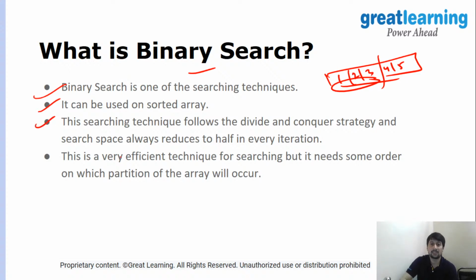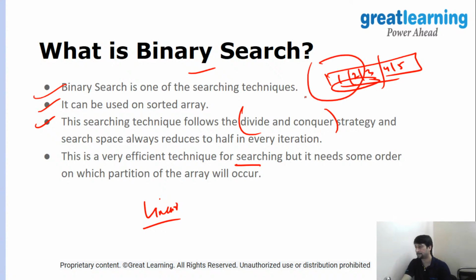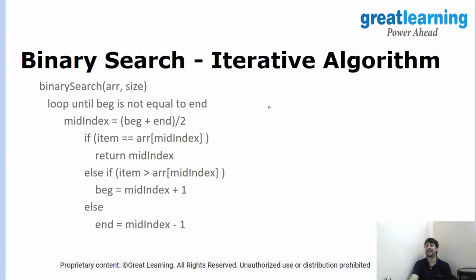Now this is a searching technique which follows the divide and conquer strategy. Why? Because we keep on dividing our array into further subproblems, and at the end we conquer that. We try to find out is this the element, and then we merge them. This is a very efficient technique for searching because in linear search we were checking all the elements, but here we are skipping half of the array every time. Is this clear? So now let's see its iterative algorithm.